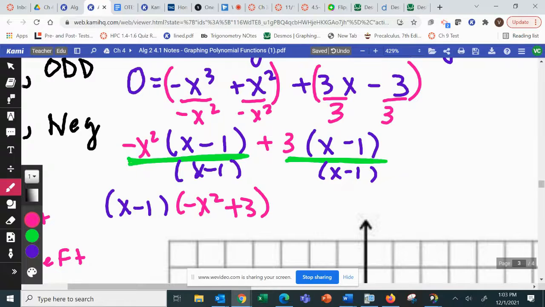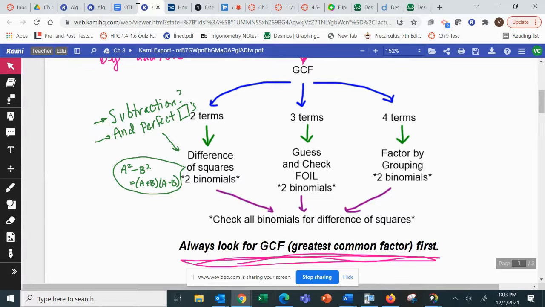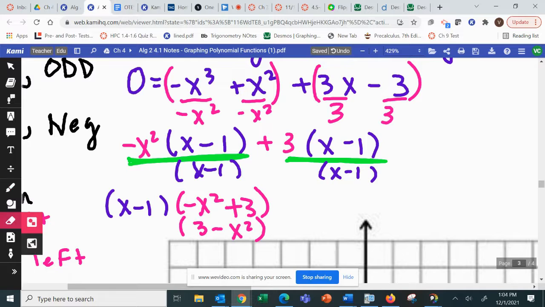So when you have a binomial left over after you do factor by grouping, the next thing says check all binomials for difference of squares. So we need to see if this is subtraction and if everything's perfect squares. We need to check that. So I'm going to say, is it subtraction? And you're going to say yes. Is everything perfect squares? No. Okay, so it's factored anyway.